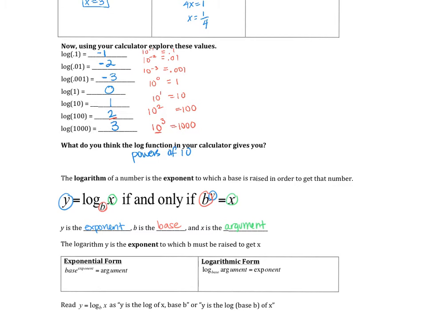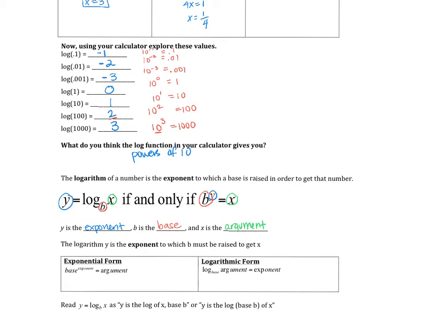Okay, so if you take a look at this chart below, we have the base being raised to an exponent is equal to the argument. And if you look at that in log form, you have the log of the base, whatever your base is, you have argument equals your exponent. So you can see that we're using the same three terms, base, argument, exponent, and where they're located here.